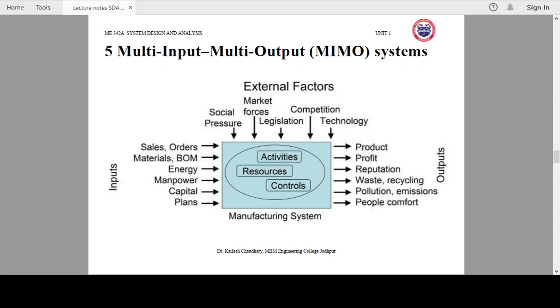Similarly, you have multi input multi output MIMO systems, where you have multiple inputs and multiple outputs. Like the manufacturing system shown on the screen right now. There you have multiple inputs like sales, materials, energy, manpower, capital. Then you have multiple outputs like product, profit, reputation, waste, pollution, people, comfort. So there are a number of inputs and a number of outputs. These kinds of systems are known as multiple input and multiple output systems.